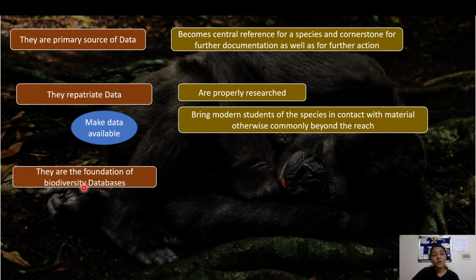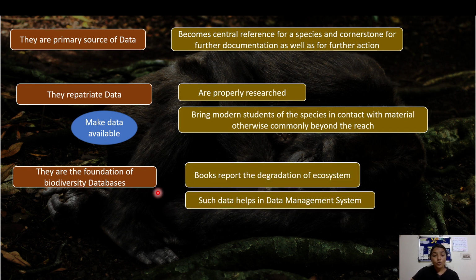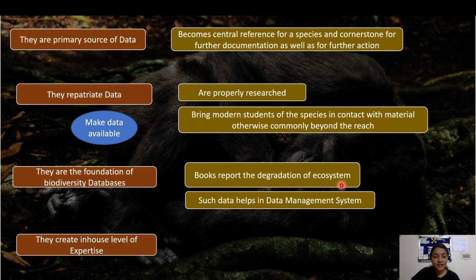They are the foundation of biodiversity databases. These books report the degradation of ecosystems, and such data helps in the data management system. Now see, a lot of threatened species are there, a lot of lists have been made. So this list serves as a database. This database shows to what extent our ecosystem is degrading, and based on that all this data is managed and conservation strategies are carried out.